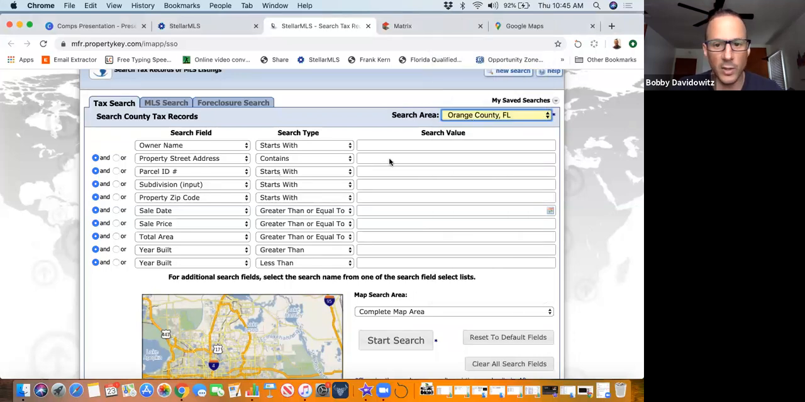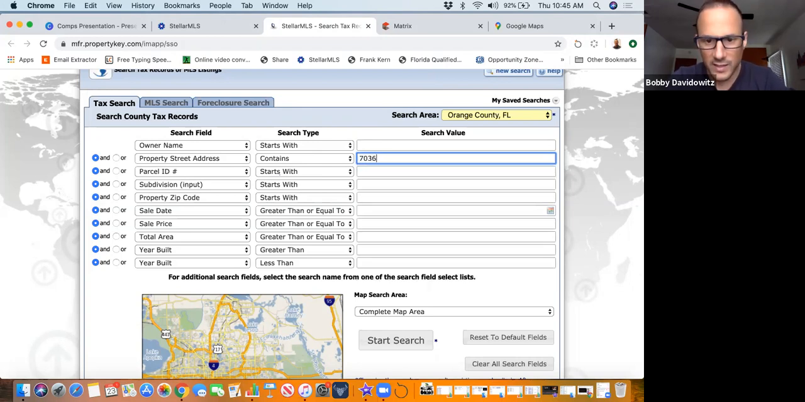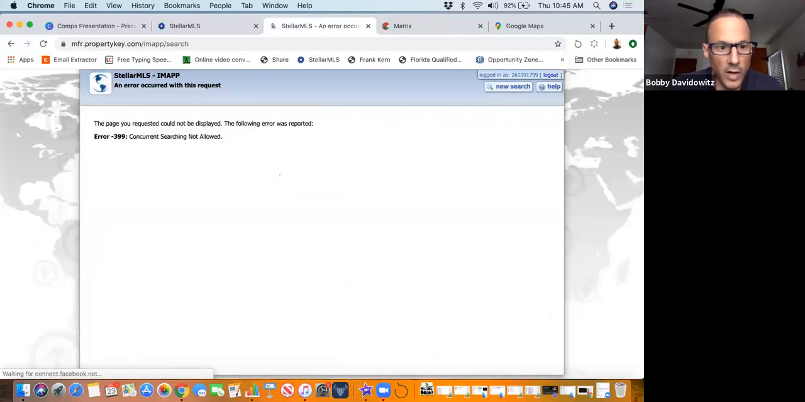So he said Orange County, I'm good with that. And then here where it says property street address contains, I usually have contains because it includes everything. And try to be general with this too. Don't get too specific. This is a very sensitive system. I believe it was 7036 fence line. And that's all I'm going to put in here. So I'm going to click enter and see what comes up.